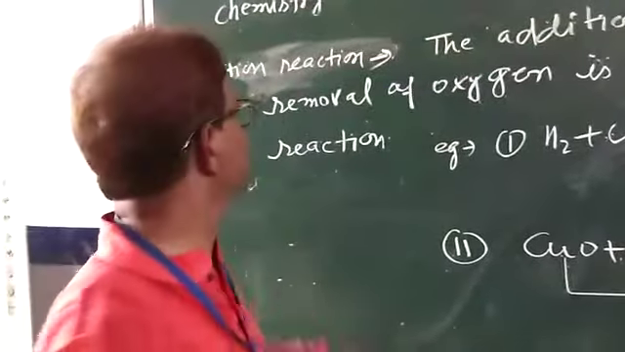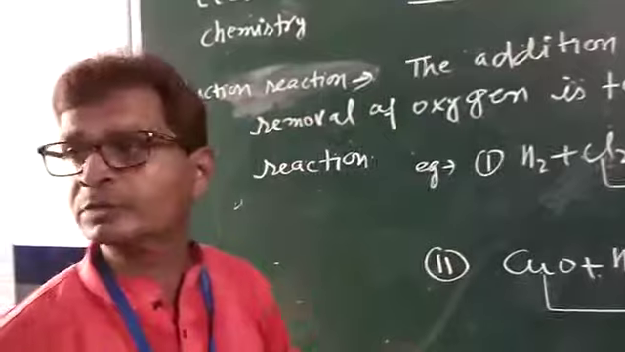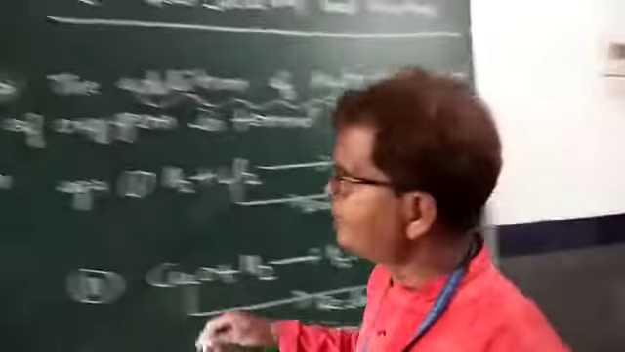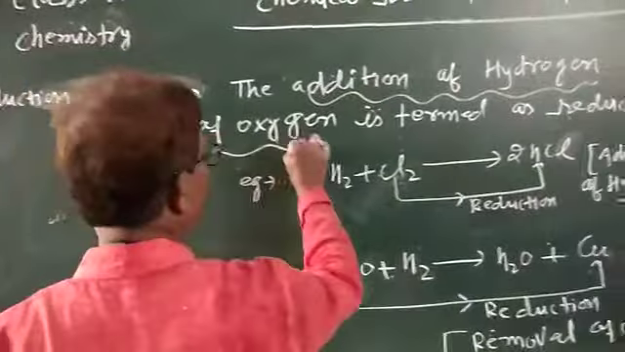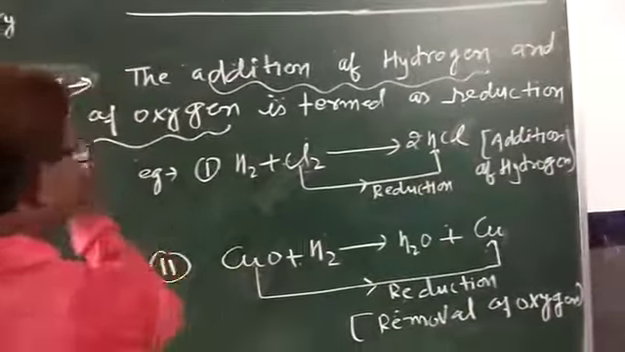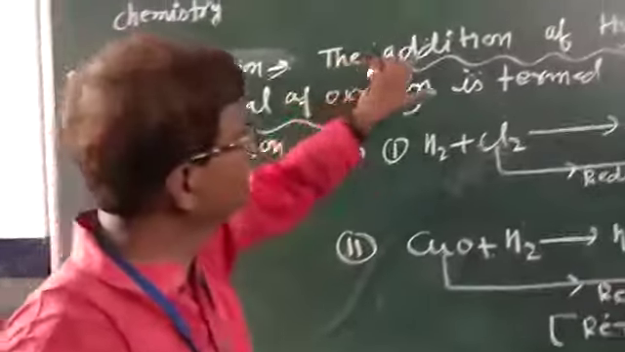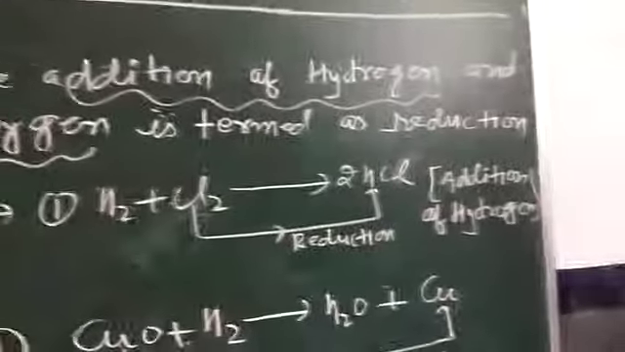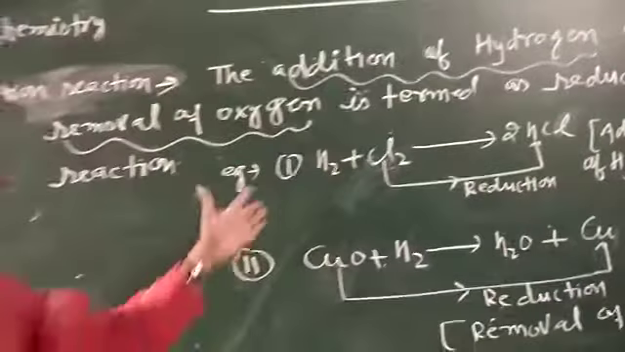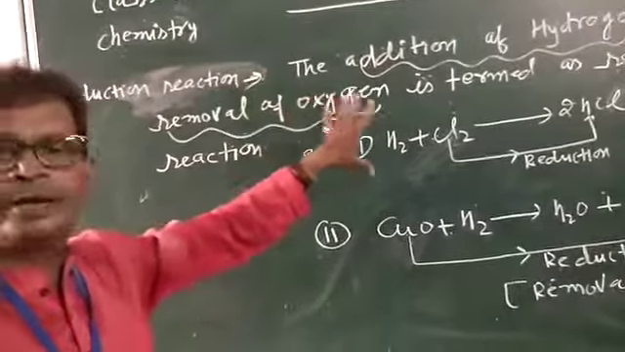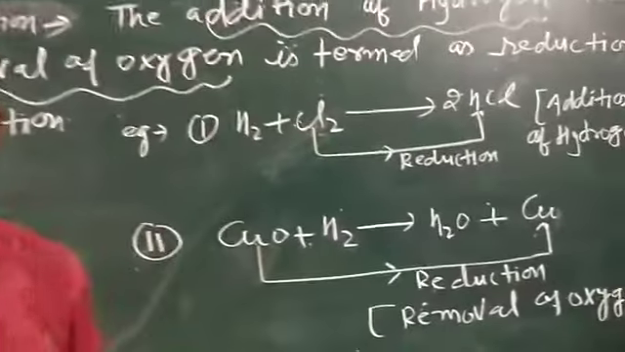Now, we are going to discuss the reduction reaction. Students, the addition of hydrogen, see here. The addition of hydrogen and removal of oxygen is known as reduction reaction. Just try to understand, the addition of hydrogen and removal of oxygen is said to be reduction reaction. This definition can be clarified with the help of these two examples.